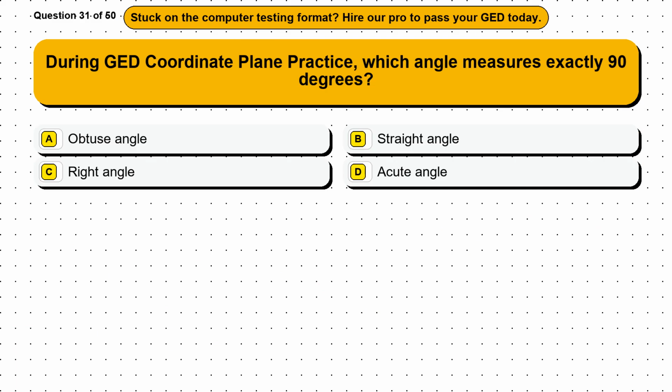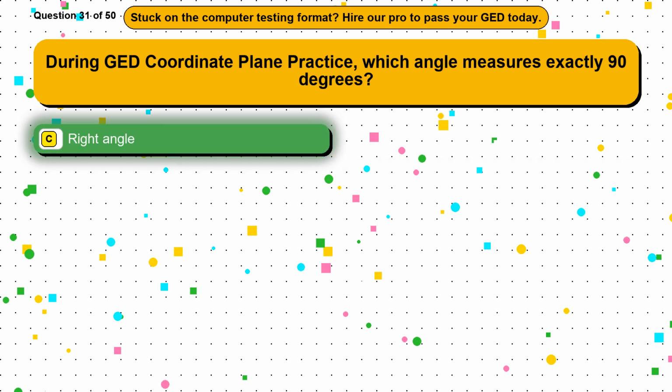Question 31. During GED Coordinate Plane Practice, which angle measures exactly 90 degrees? Option A obtuse angle. Option B straight angle. Option C right angle. Option D acute angle. The correct answer is option C.